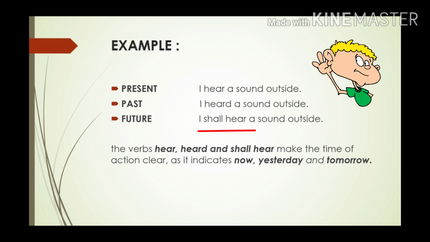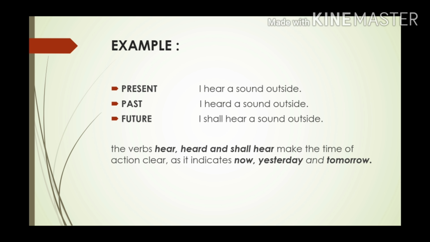And I shall hear a sound outside. Now, this is the future tense because something will happen in the future. It has not happened yet, it is not happening right now, but it will happen in the future. That's why it is the future tense. Here, in these examples, the verbs hear, heard, and shall hear make the time of action clear as it indicates now, yesterday, and tomorrow.